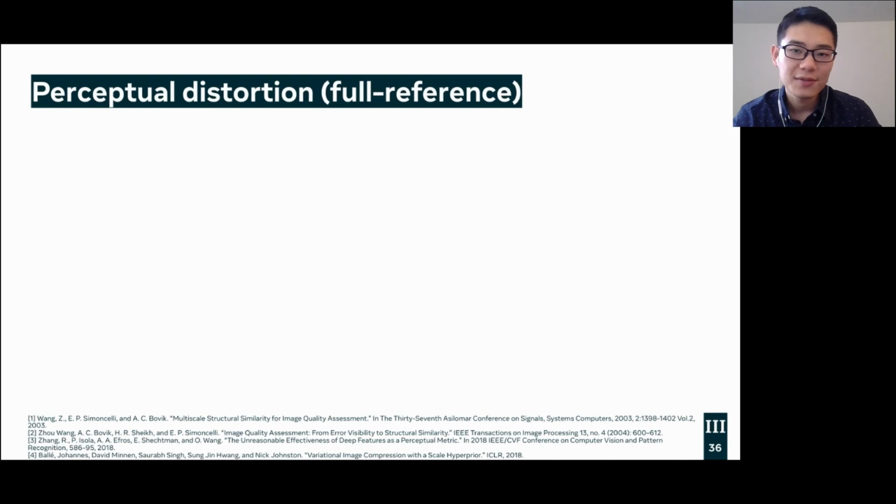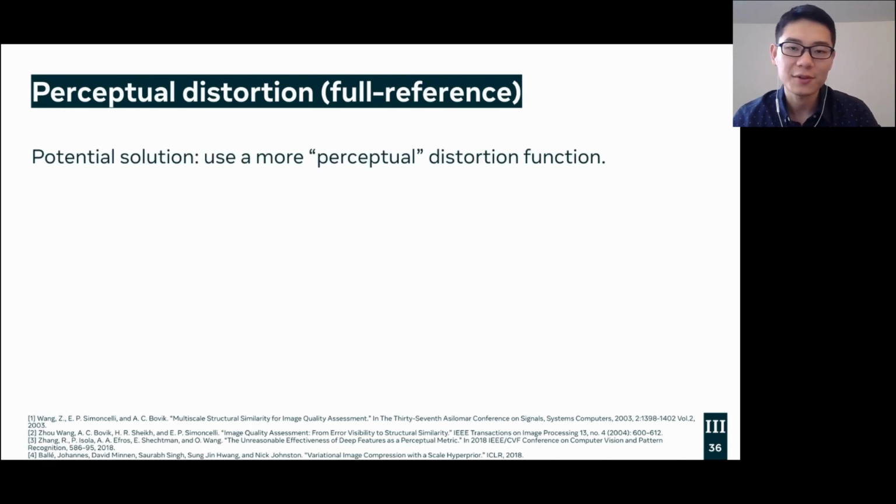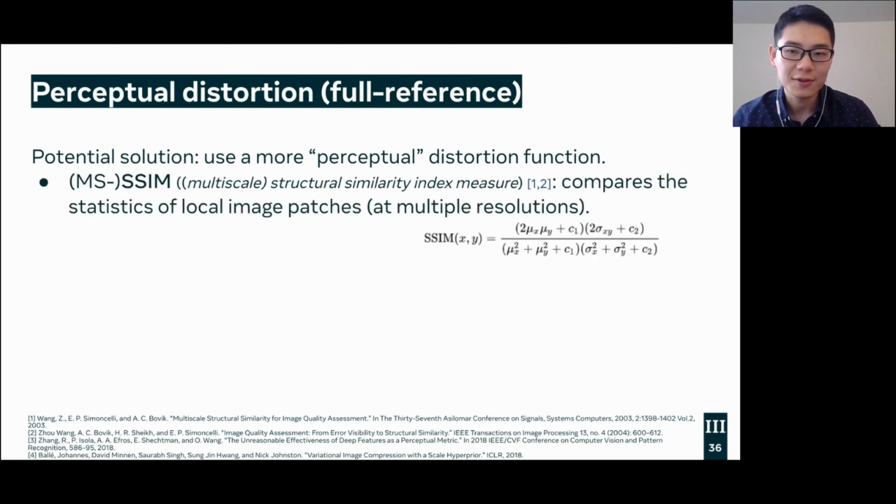One potential solution to this problem is to use a distortion function that is more in line with our human perception. And a classic example of a perceptual distortion, or a quality metric, is the structural similarity index measure. It's computed by breaking the 2 given images into little patches and comparing the statistics of pixel values between corresponding patches. And it's been shown to work much better than the mean squared error at predicting common distortion artifacts, such as blurring or blocking.